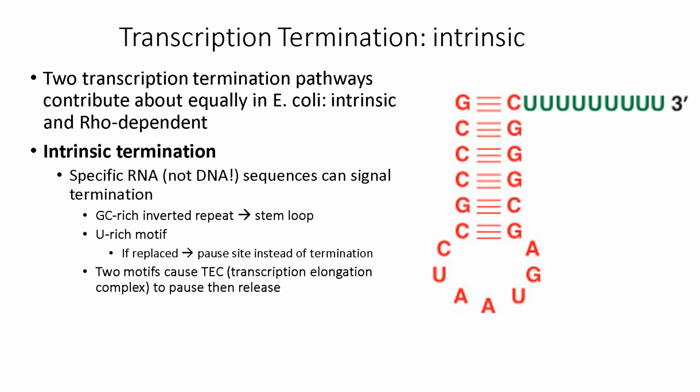Bacterial transcription terminates through 2 main pathways: intrinsic termination and rho-dependent termination. Intrinsic termination depends on specific RNA sequences. These include a GC-rich inverted repeat that forms a stem loop structure, followed by a stretch of uracils. These motifs cause RNA polymerase to pause and dissociate from the DNA, effectively ending transcription.